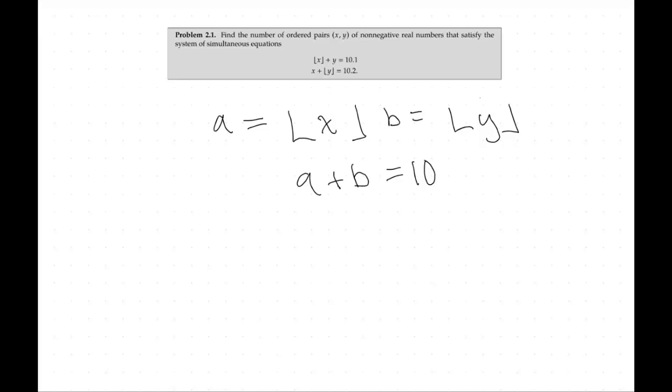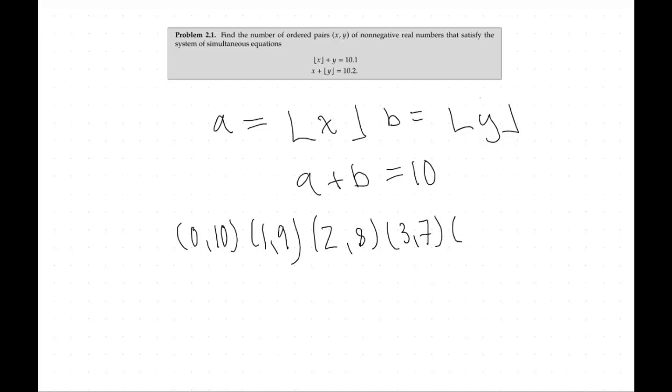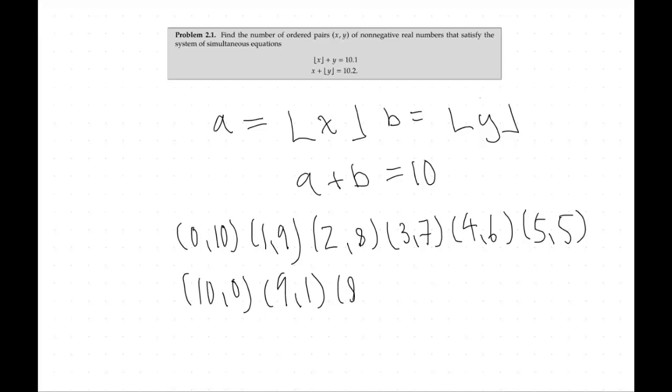We can write the following ordered pairs a, b such that they satisfy a plus b is equal to 10. We have 0, 10, 1, 9, 2, 8, 3, 7, 4, 6, and 5, 5. Now, obviously the reverse of all these would also work. So we can write 10, 0, 9, 1, 8, 2, 7, 3, 6, 4, and the opposite of 5, 5, the switch order of 5, 5 would be the same thing. So in total there are 11. There are 11 ordered pairs.